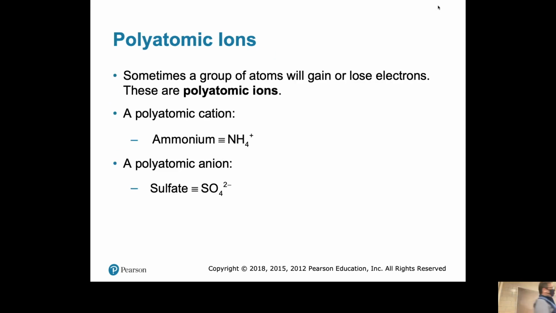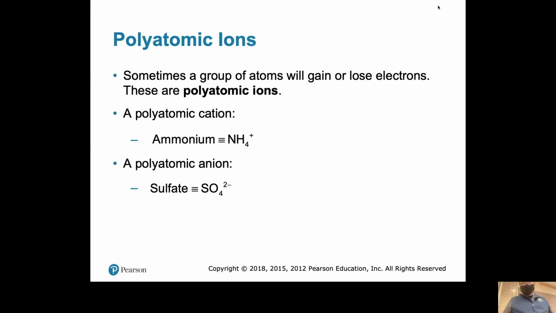So here are the polyatomics, right? Not all of them, but just to talk about them. Sometimes a group of atoms will gain or lose electrons, and these are all the polyatomics. So here's a polyatomic, which is ammonium, NH4. It's got a +1 charge. Sulfate, SO4, has a -2 charge. There's a few of them you have to memorize, but those are all called polyatomics.